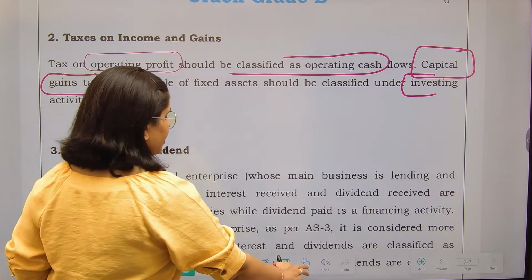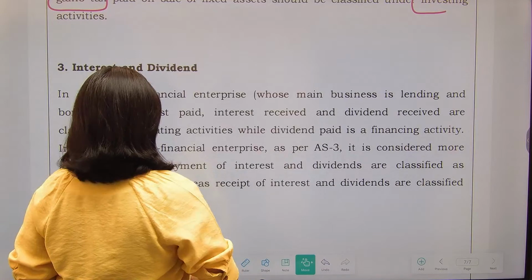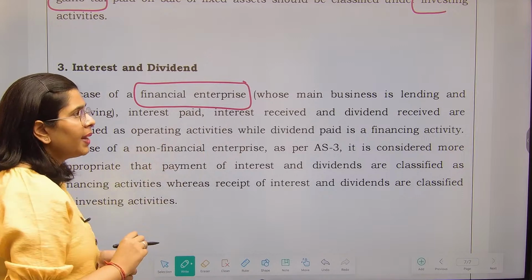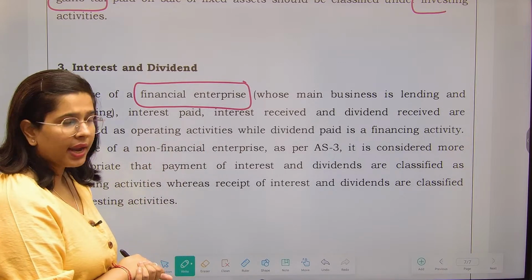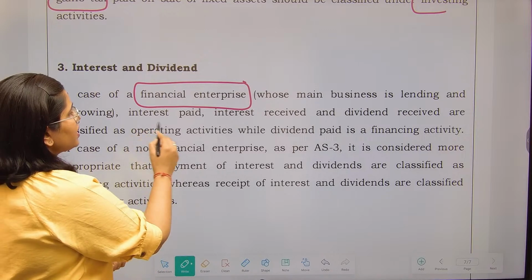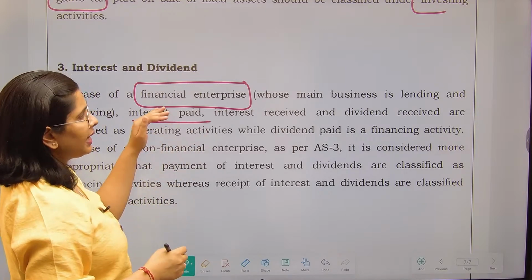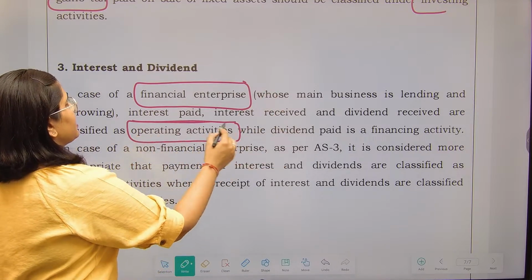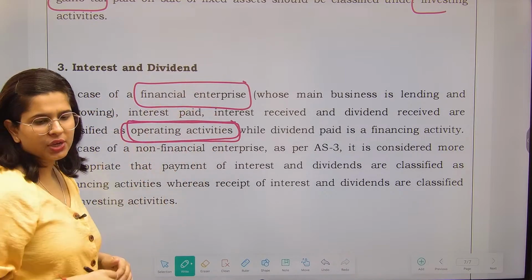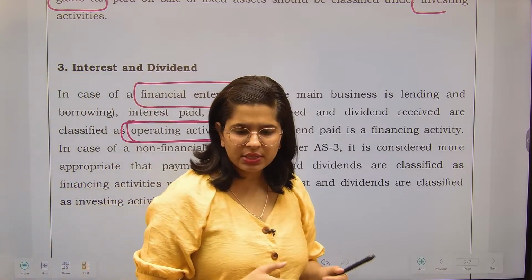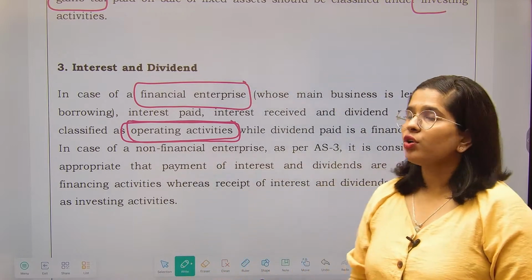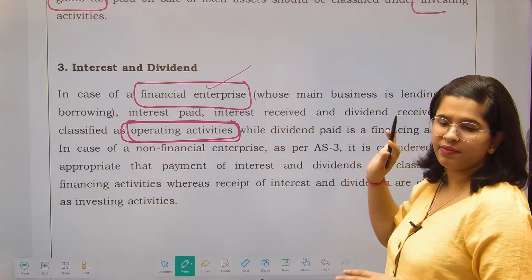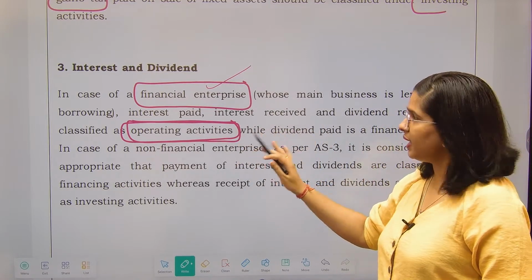Next thing is interest and dividend. In case of a financial enterprise, like a bank whose main business is lending and borrowing, with relation to such financial institutions, interest paid, interest received, dividend received, they are all operating activities. Why? Because they are involved in such kind of business. Their business talks about just lending and borrowing. So for financial enterprises, interest paid, interest received, dividend received, everything will be classified as an operating activity.